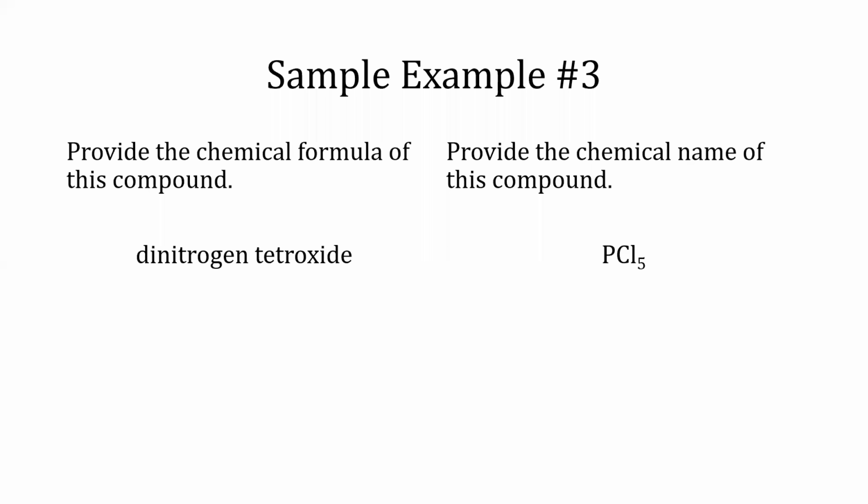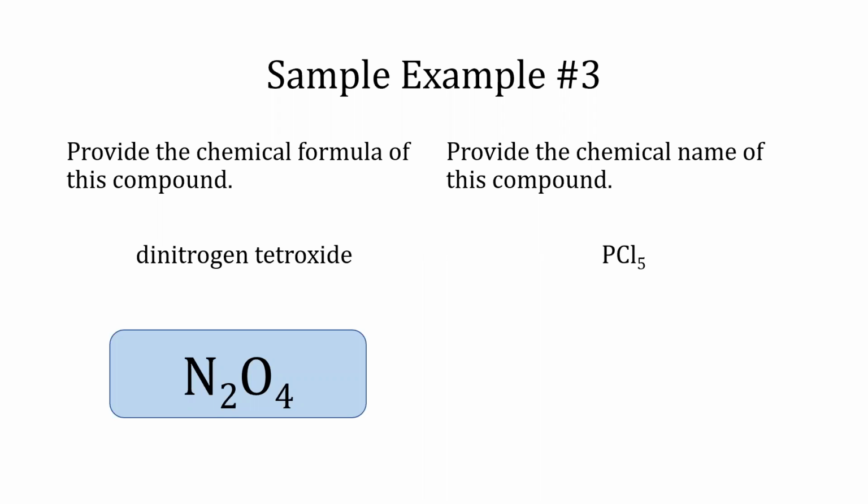Here is sample example 3. Provide the chemical formula of this compound, dinitrogen tetraoxide. In this case, di means 2, nitrogen has an element symbol N, and tetra means 4. And oxide refers to O, for an overall formula of N2O4.